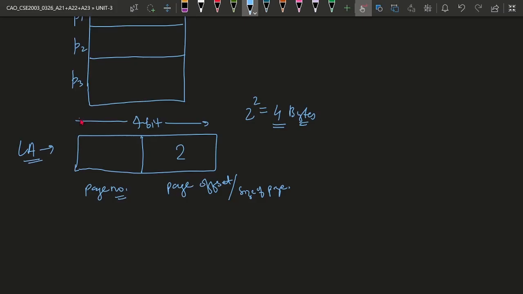So the total will be 4 bits, and 2 bits are for the page offset, or size of the page. Then the remaining 2 bits will be for the page number. So 2 bits will be sufficient to indicate the page number.